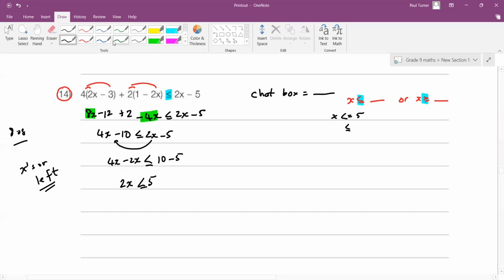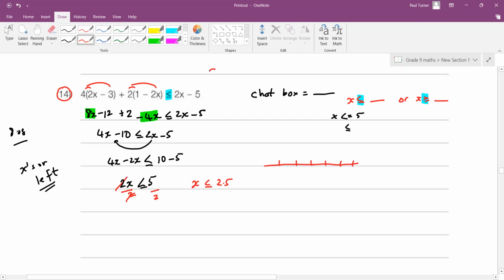And then to get rid of the 2, we divide by positive 2. So the sign doesn't change direction. So x will be less than or equal to 2.5. And on your number line, which you will normally be asked to do, don't forget your number line on these questions in the homework, because that's 1 mark.